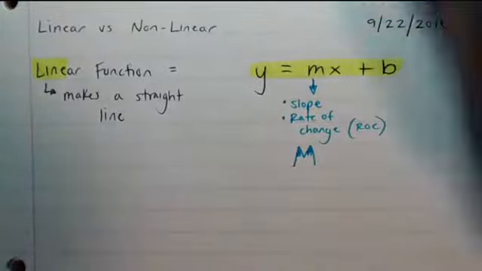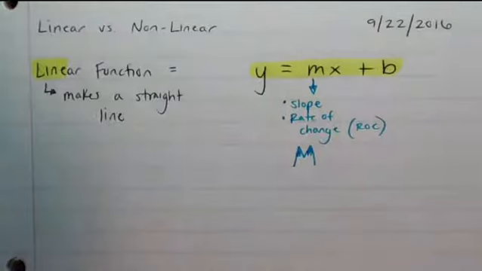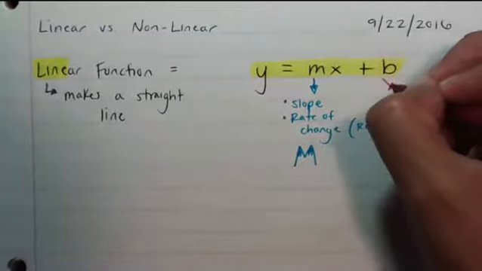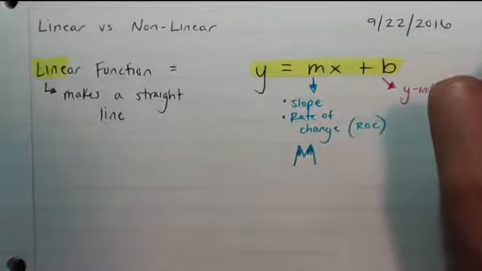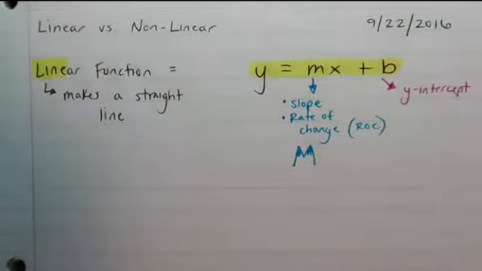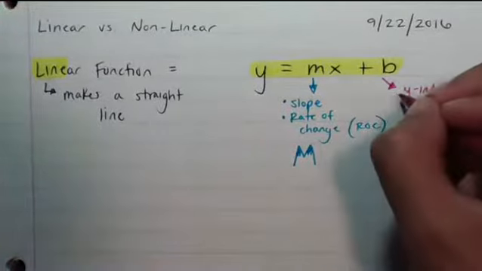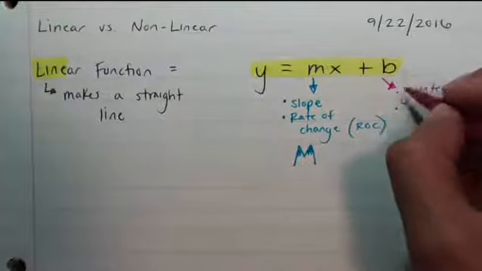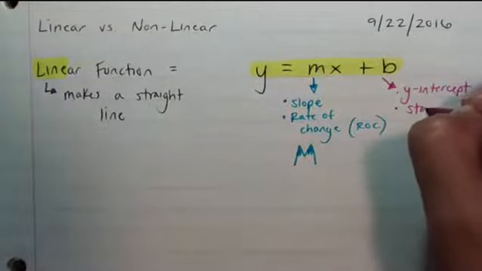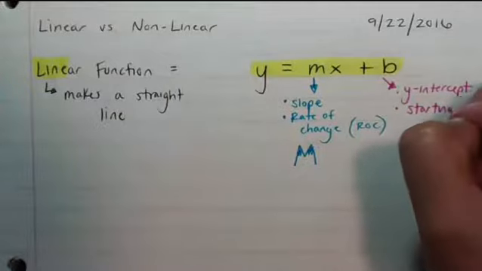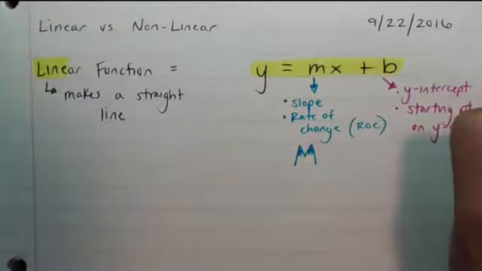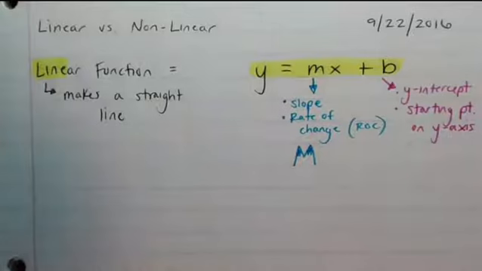Okay, now the B. The B can be positive or negative. And that represents our y-intercept, where it crosses over the y-axis. Now, I've heard other teachers use this too: it's where the starting point is on the y-axis. So wherever it crosses over the y-axis, that's the B.